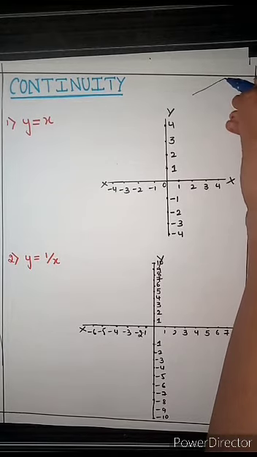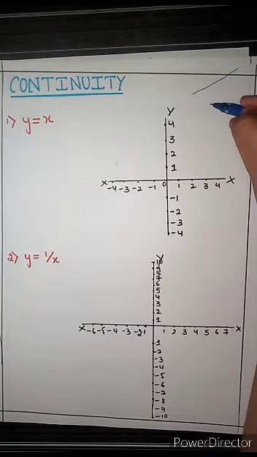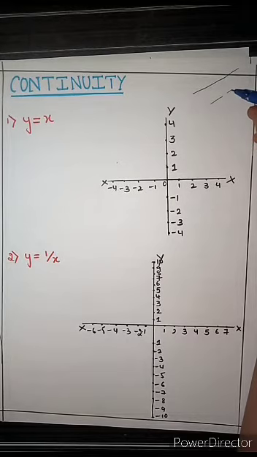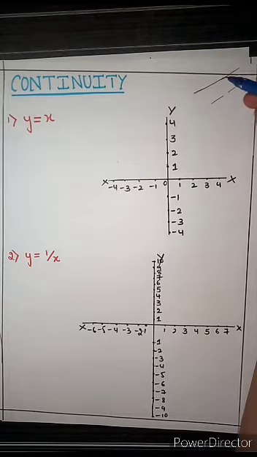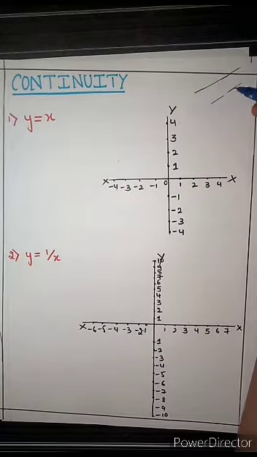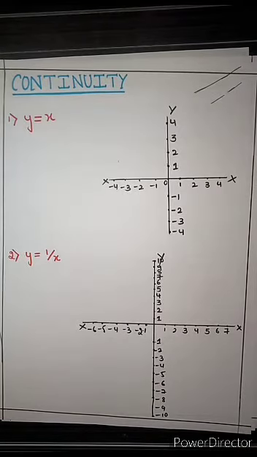Here I didn't lift my pen, right? If I lift my pen, there's a break. This is not continuous, right? We say this is continuous, this is discontinuous. Okay, the word continuous means something which moves continuously, which does not have any break.